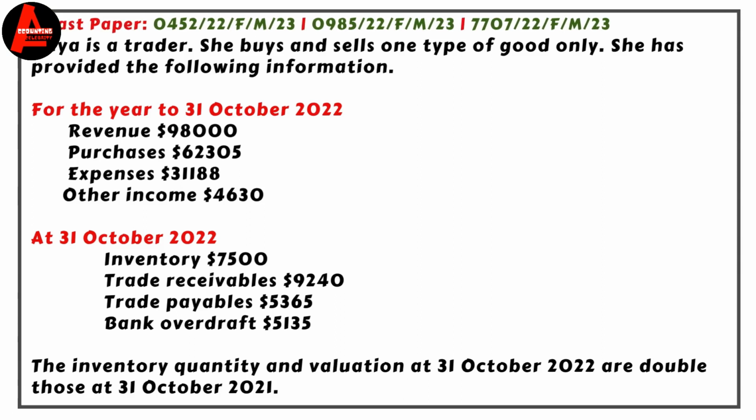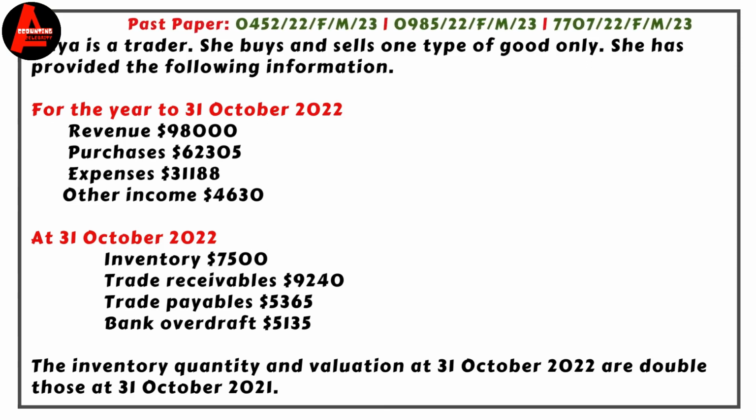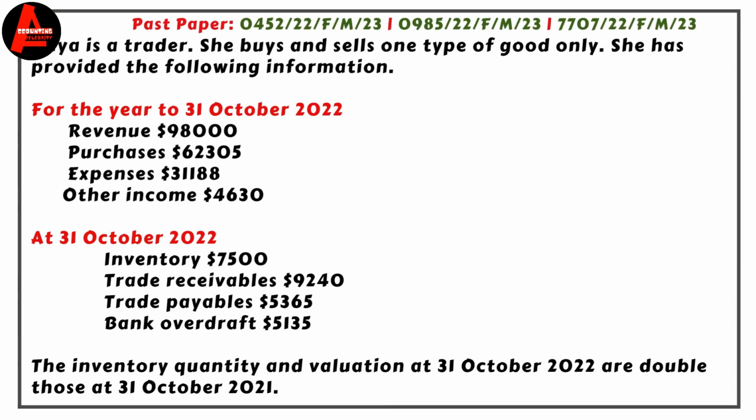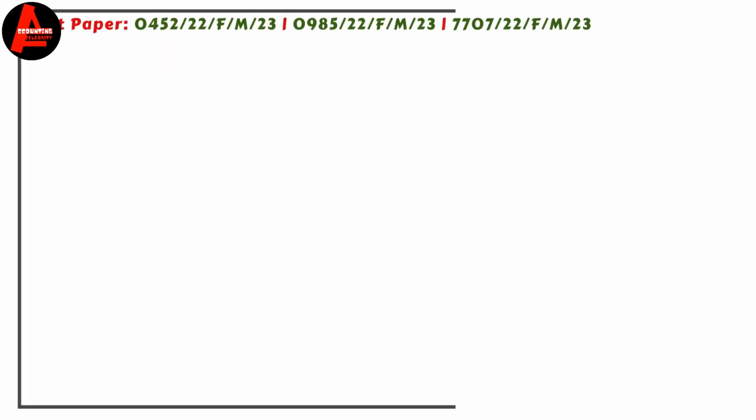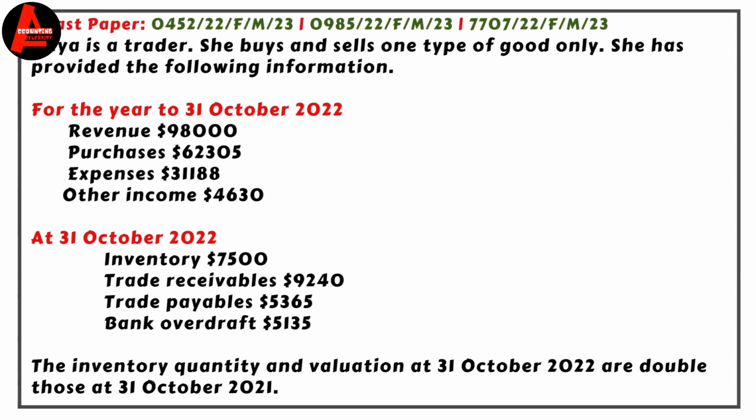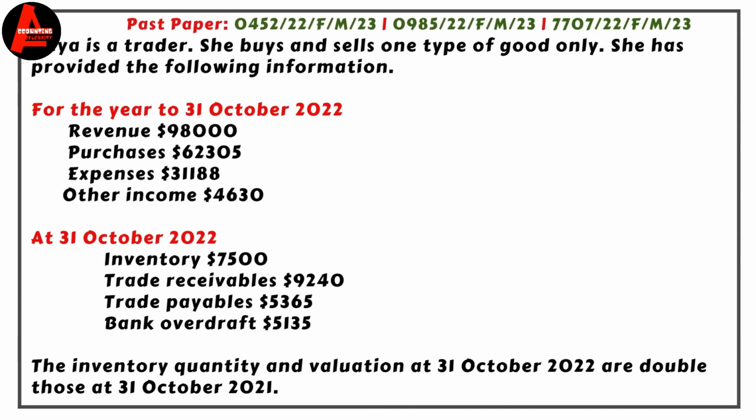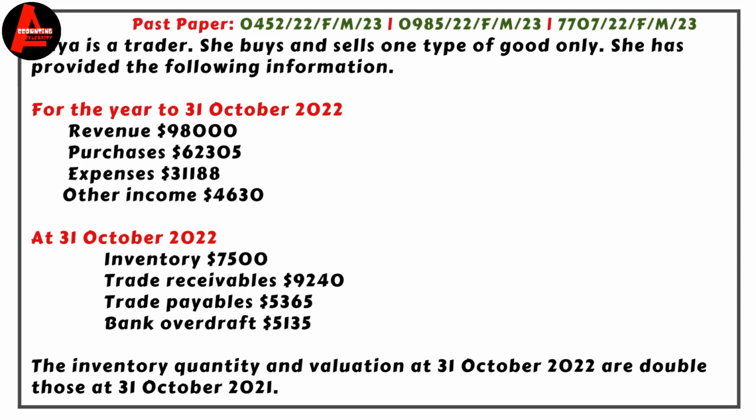Adia is a trader. She buys and sells one type of goods only. She has provided the following information. For the year to 31st October 2023, we have revenue, purchases, expenses, other incomes. At 31st October 2022, we have also inventory, trade receivables, trade payables, and bank overdraft. At the end of the question, the inventory quantity and valuation at 31st October 2022 are double those at 31st October 2021. Okay, so we have something to do about inventory.